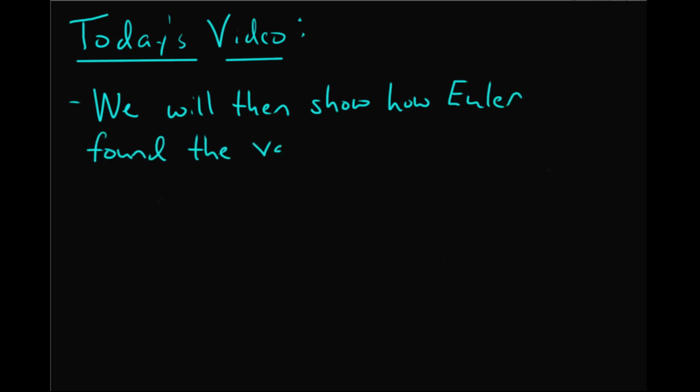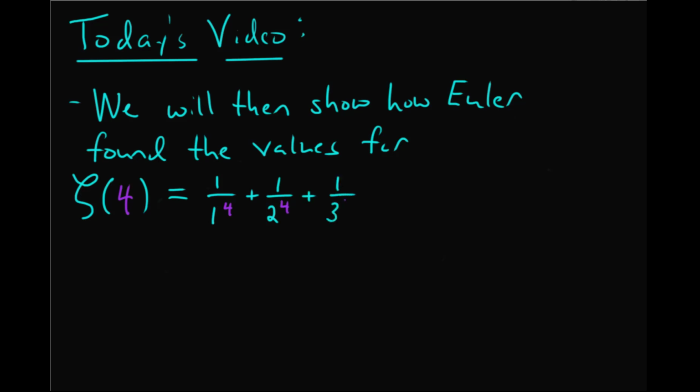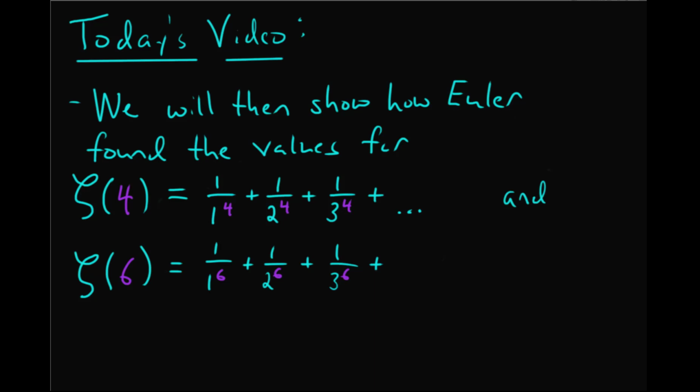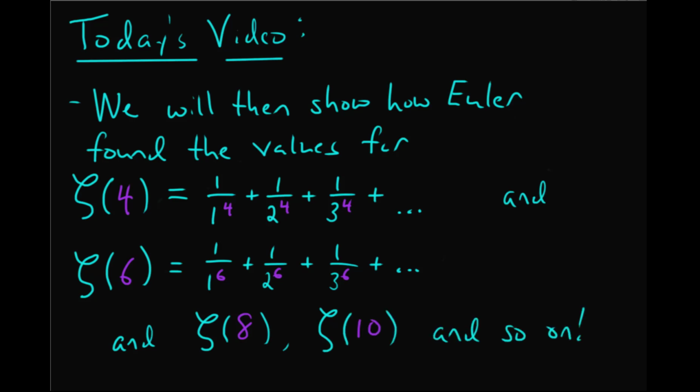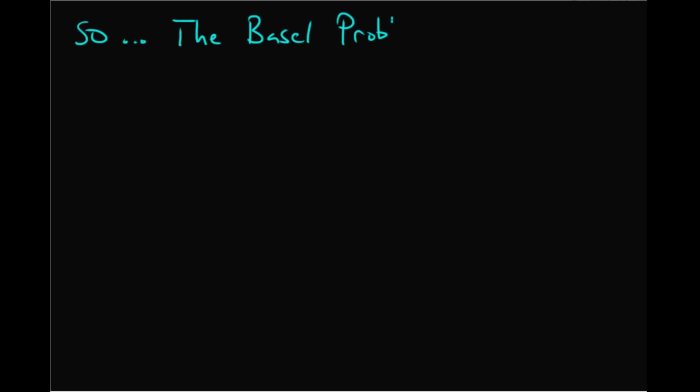Well, that's a pretty amazing discovery in and of itself, but Euler didn't stop there, and neither will we. We're going to also show in this video how Euler was able to apply his methods to then calculate zeta of 4, which is 1 over 1 to the 4th plus 1 over 2 to the 4th plus 1 over 3 to the 4th, as well as zeta of 6. We'll show how he calculated that. Zeta of 6 is 1 over 1 to the 6th plus 1 over 2 to the 6th plus 1 over 3 to the 6th, and so on. And Euler was actually able to demonstrate the values for zeta of 8, zeta of 10, and so on. But let's just start with the Basel problem.